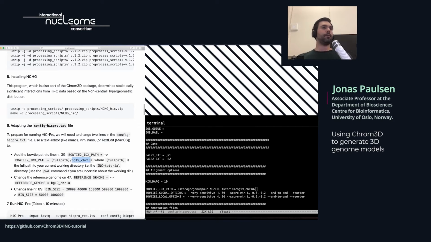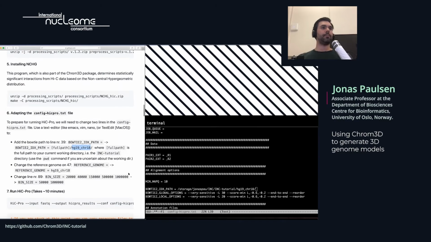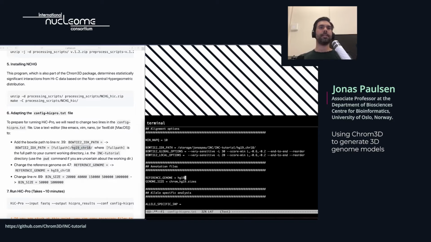Then the next modification is on line 47. So that's here, just the name of the reference genome. When you're running the full genome version of this tutorial, you're using HG19, but in this case, we're using a downscaled version with chromosome 18 only. So this is called HG19_chromosome18, like you can see here.